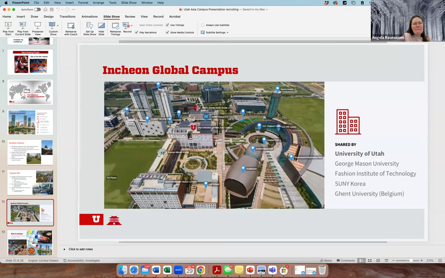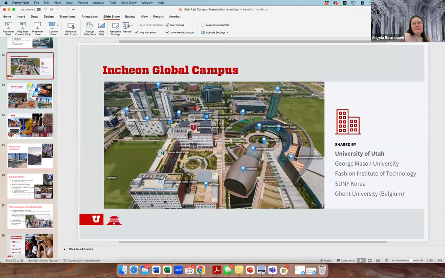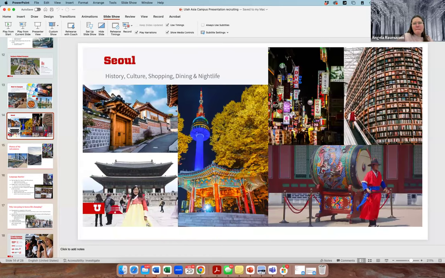This is just a brief overview of the map. The U's building is this one right here. These are the double dorms, and these are the single dorms, but it's pretty decently sized. Next to the campus, you have all these fun activities you can go to. There's the Hyundai Premium Outlets. We have Triple Street, which is a 3-block-wide shopping mall. And you're also, like we said, about a 90-minute subway ride from Seoul, where you can do all sorts of things in the capital city.